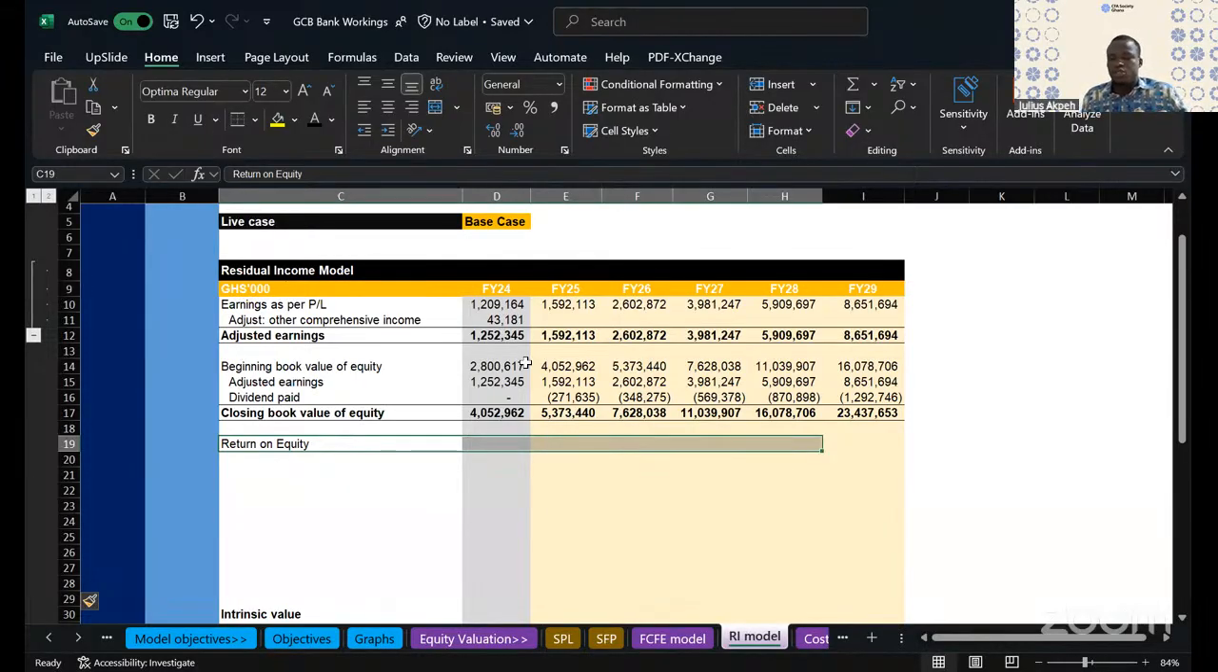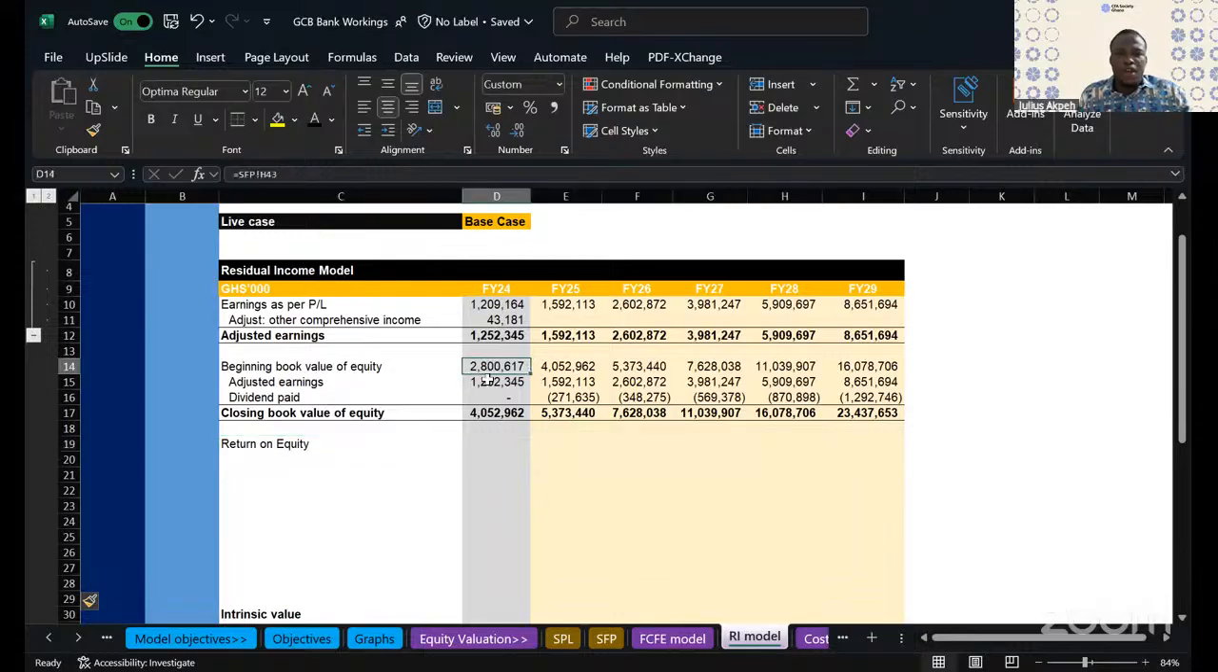And based on that, you have to earn a return. So we do the calculation based on the opening book value of equity rather than the closing book value of equity. In other words, if you check 2024, the opening book value of equity is 2.8 billion. During the year, earnings of 1.252 billion were generated on this equity book value.